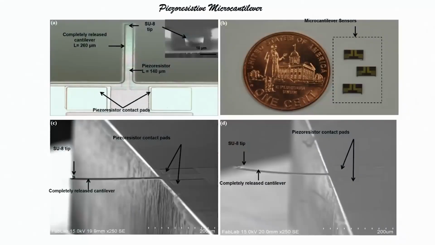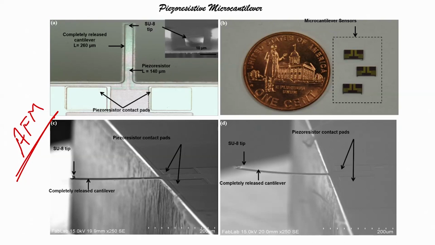So, when we go to this particular slide, what we see is a piezoresistive micro cantilever. What is the role of a piezoresistive micro cantilever? If we are using a cantilever in AFM, which stands for atomic force microscopy, then its role would be to let us know the surface roughness of the film.